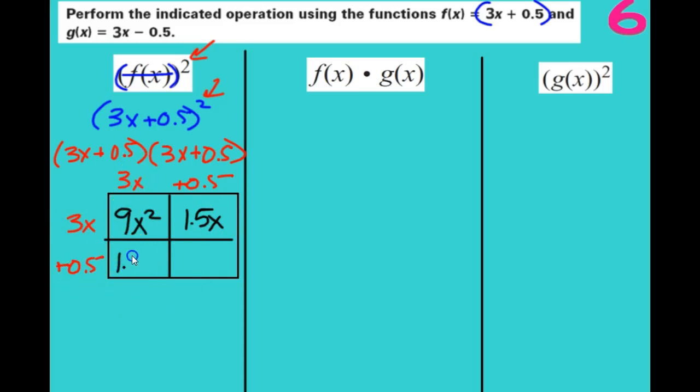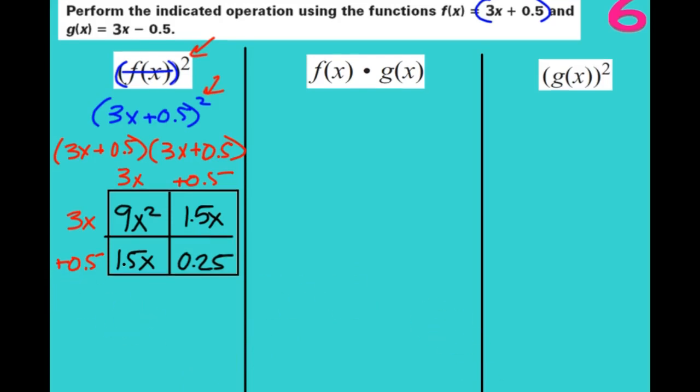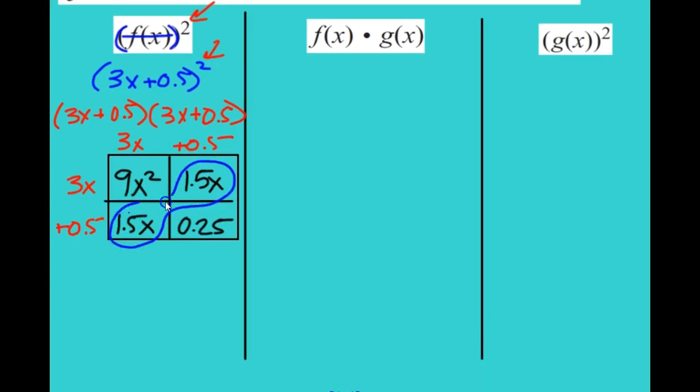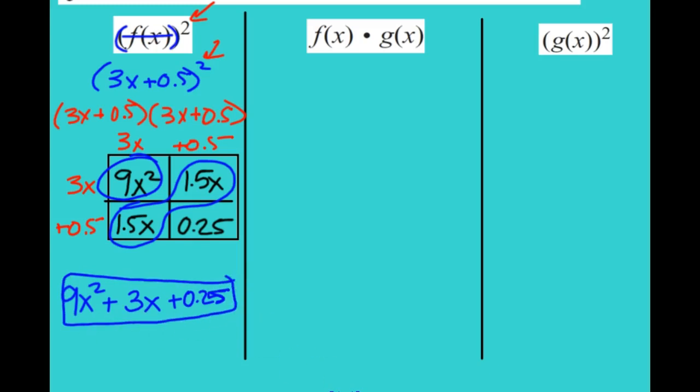3 times 0.5 again is the same thing, 1.5, and there's an x. 0.5 times 0.5, if you plug that in your calculator, will give you 0.25. A half times a half is a fourth. So we can combine our like terms, our smoothies that are the same. Remember when we made smoothies, we multiplied, made something new. I'm going to write first my highest exponent, 9x squared. 1.5 plus 1.5 is going to give me 3x, and then plus 0.25. So that is my answer.